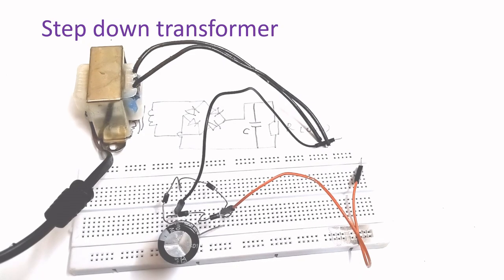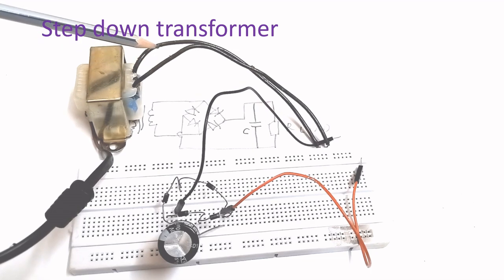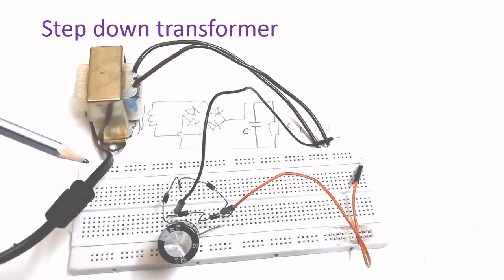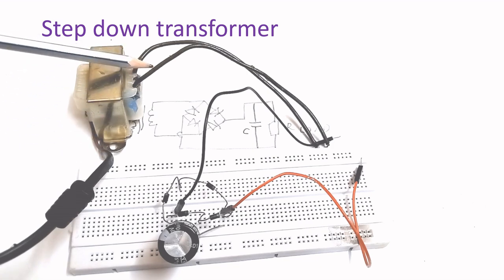This is a transformer which I can use for the power supply. This is a secondary output. You can see two wires going. That will be 12 volts. And this is the primary connection to the mains supply. The turns ratio will decide the voltage in the output. Suppose this is 230 volt and this is 12 volt output.